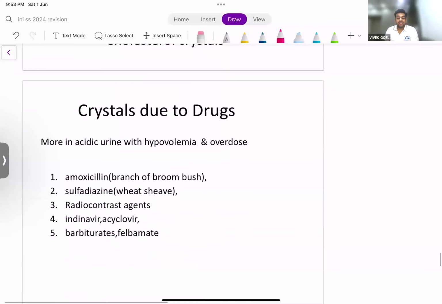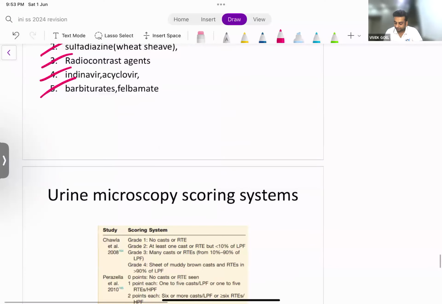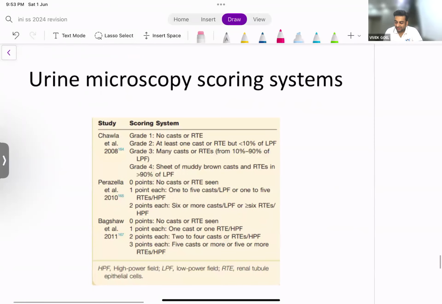Now, what are the drugs that can cause crystals? It is amoxicillin, ciprofloxacin. You have the antiretroviral therapy, that is indinavir, acyclovir, and barbiturates and the radio contrast agents. So this is a urine microscopy scoring system, which is actually to judge the urine sample, but it is not that important. You have the Chawla scoring, the Parsa scoring and the Bagshaw scoring systems.